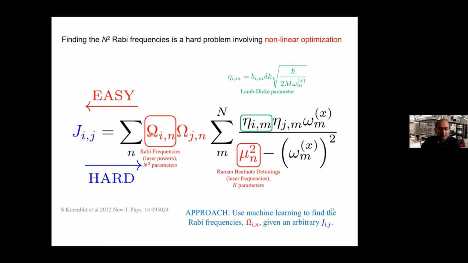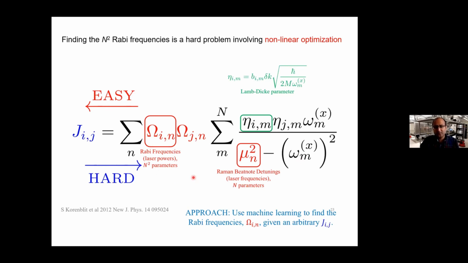And how do we solve this control problem? If we know the laser parameters, if we know the Rabi frequencies, calculating the spin-spin interaction is trivial. That's just arithmetic, this equation. But if you want a target interaction pattern, let's say this Kagome lattice, and you want to predict how to program your laser intensities, all these n squared laser beams, so that you have your controlled Rabi frequency, that itself is a hard problem.